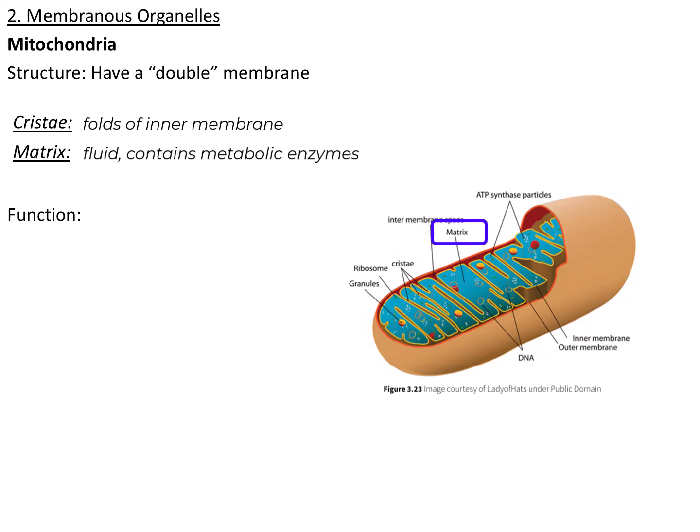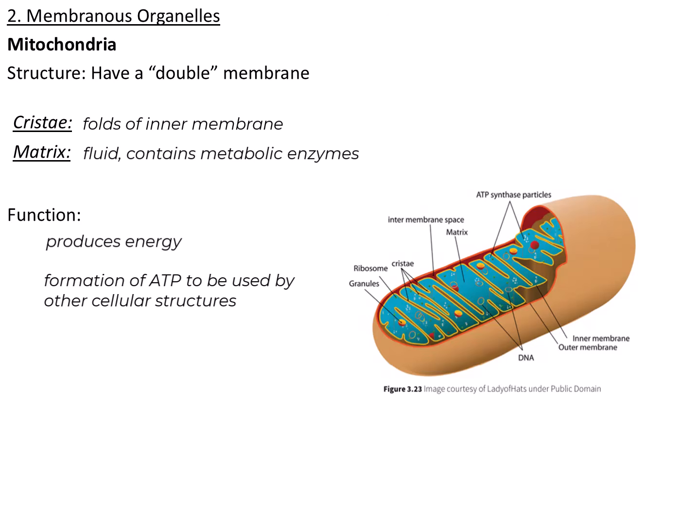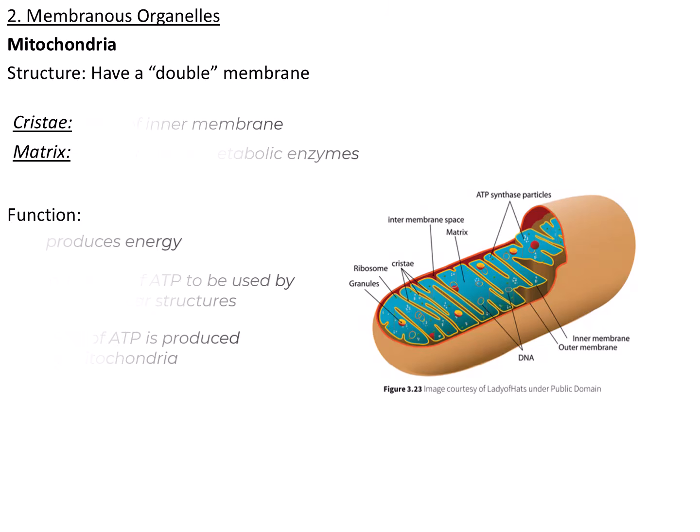The function of the mitochondria is to produce energy. They produce ATP to be used by other cellular structures. 95% of the ATP produced by your cells is produced by the mitochondria. If the mitochondria become dysfunctional, as is what happens with poisoning by cyanide, death occurs quickly because cells cannot produce energy to sustain life without mitochondria.